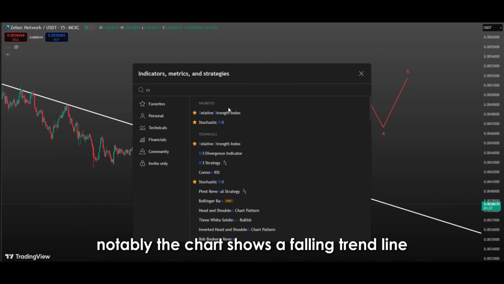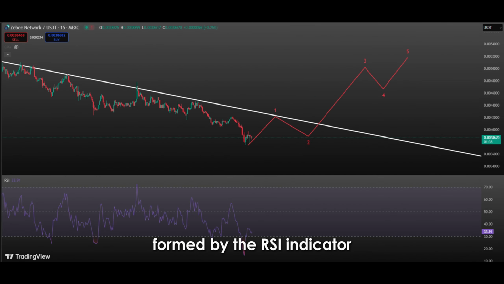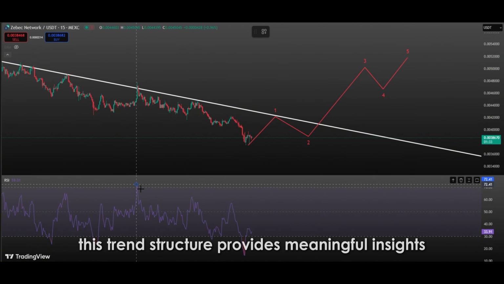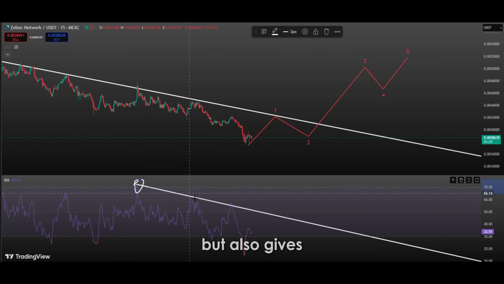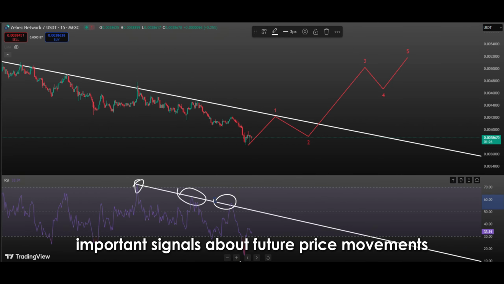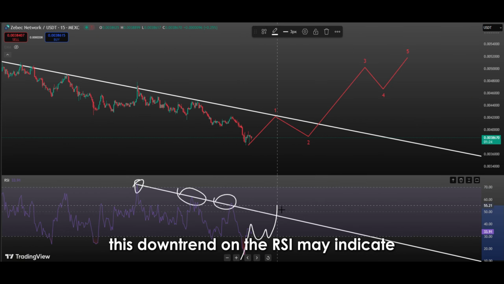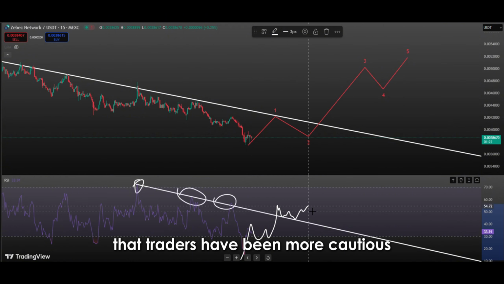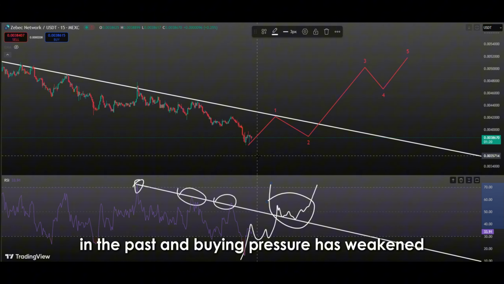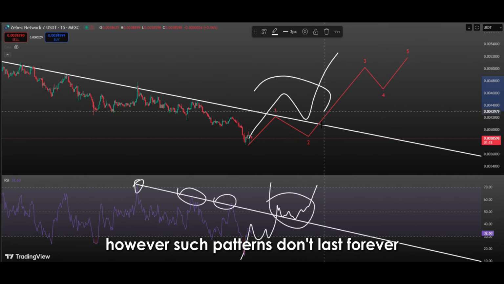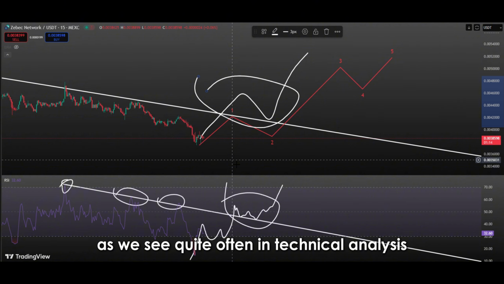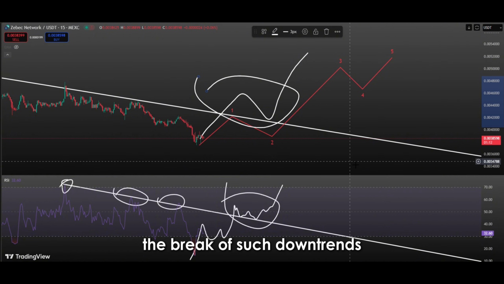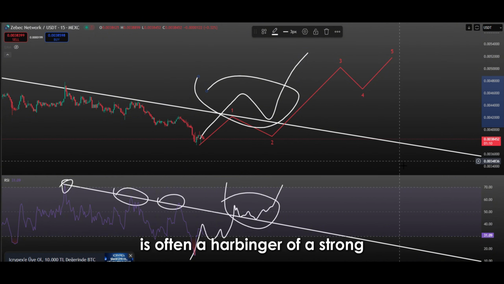Therefore, the current consolidation phase can be interpreted as one of the most obvious signs that this big move is approaching. Notably, the chart shows a falling trend line formed by the RSI indicator. This trend structure provides meaningful insights into the past momentum of the price, but also gives important signals about future price movements. This downtrend on the RSI may indicate that traders have been more cautious in the past and buying pressure has weakened. However, such patterns don't last forever. On the contrary, as we see quite often in technical analysis, the break of such downtrends is often a harbinger of a strong bullish move.